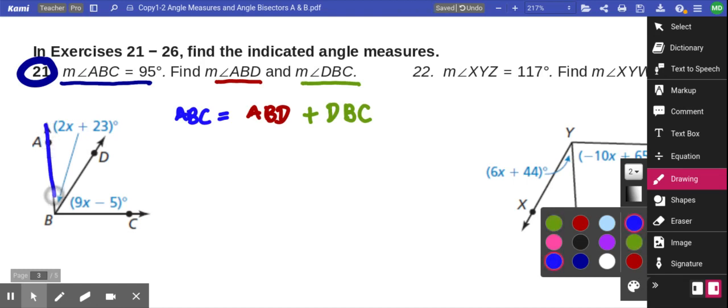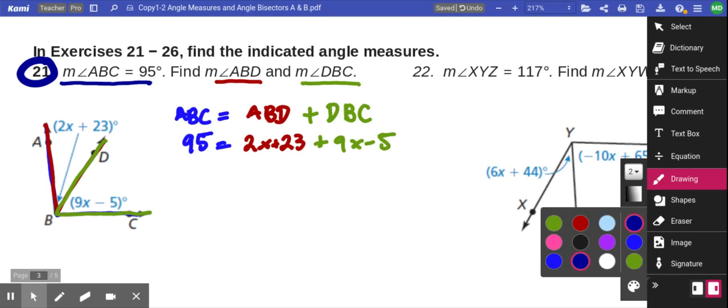So my whole angle ABC is equal to my angle ABD and angle DBC. So now I'm going to replace the information I know. I know that angle ABC is 95 degrees. We know that angle ABD is 2x plus 23. And we know that angle DBC is 9x minus 5. Now this is a little bit longer algebra problem, but we're going to combine like terms.